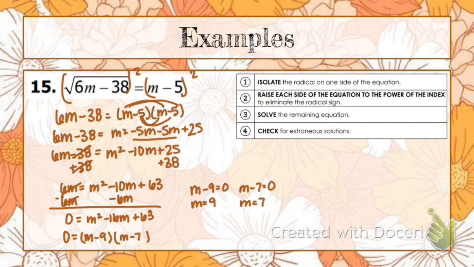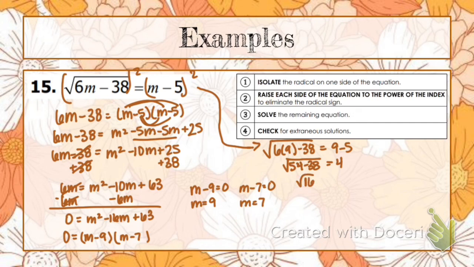So we actually have to check both of those answers. So we're going to bring this over and check each answer. The square root of 6 times 9 minus 38 equals 9 minus 5. So we're going to get 54 minus 38 under here equals 4. And 54 minus 38 is 16. And the square root of 16 is in fact 4. So m equals 9 is a possible solution.